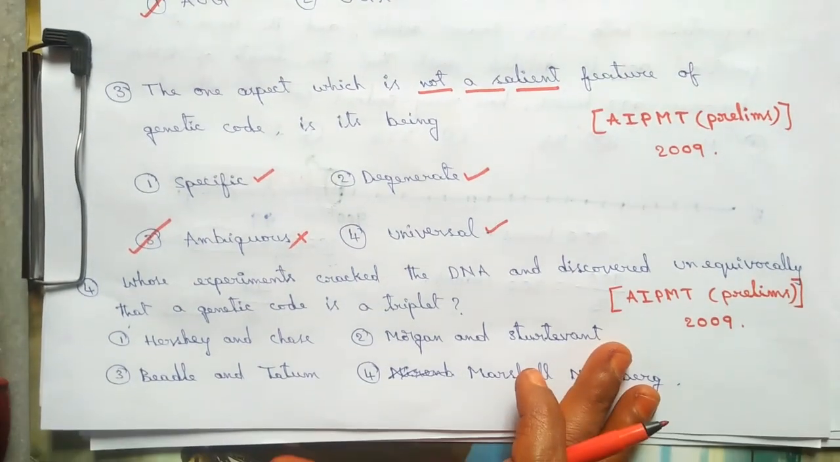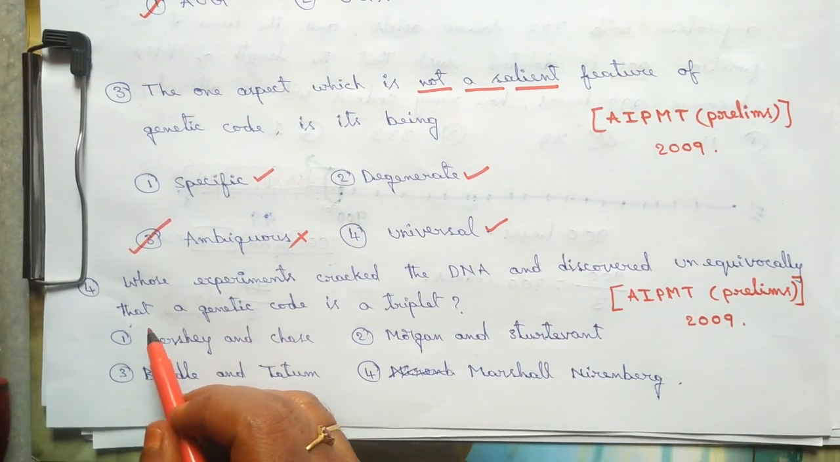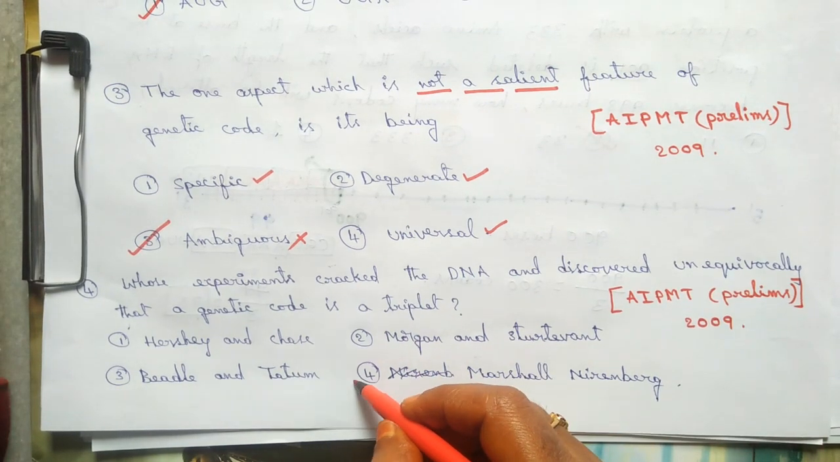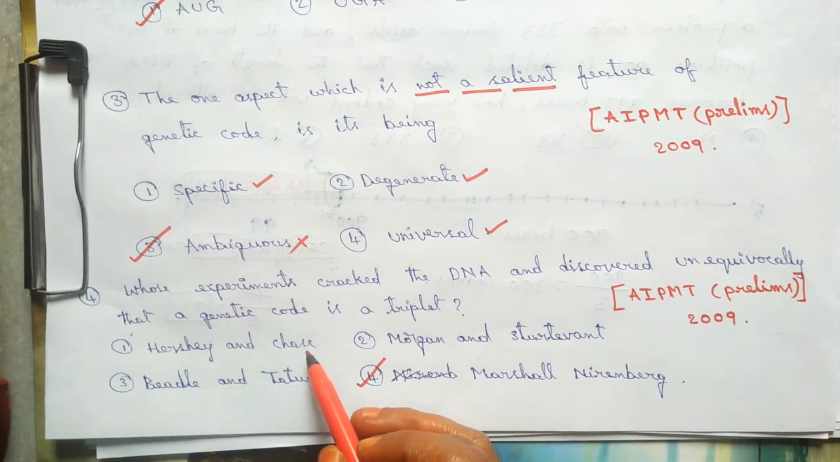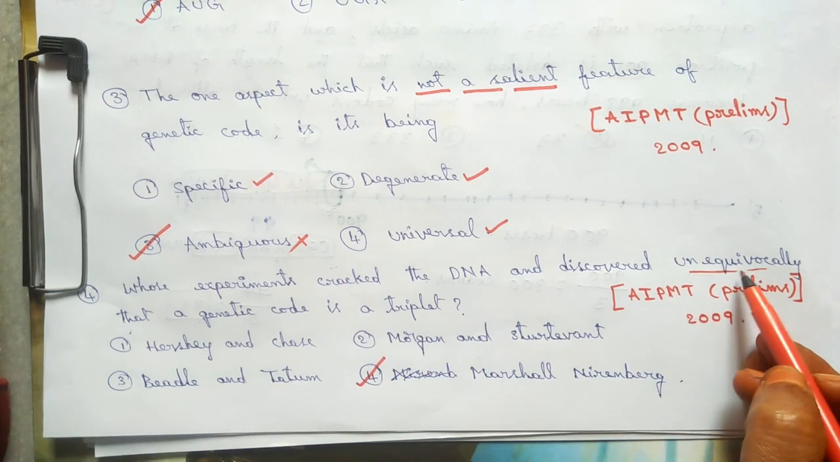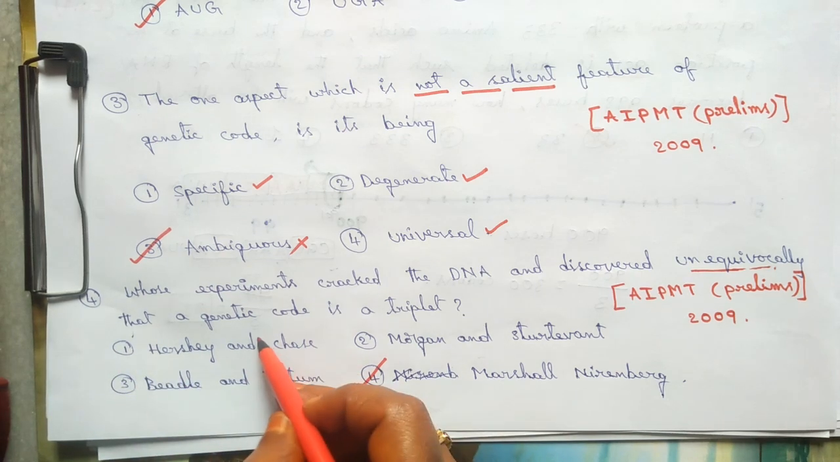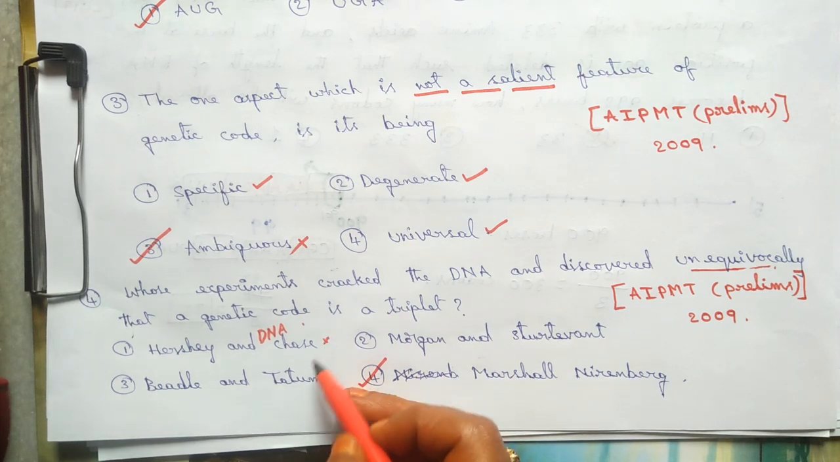Next question. Whose experiments cracked the DNA and discovered unequivocally that a genetic code is a triplet? For this, answer is the fourth option, Marshall-Nirenberg. Actually, Hershey and Chase have given unequivocal proof that the DNA is genetic material. So, we should not get confused with this word, unequivocal proof. So, they have given unequivocal proof for DNA as genetic material. So, this is an incorrect option.